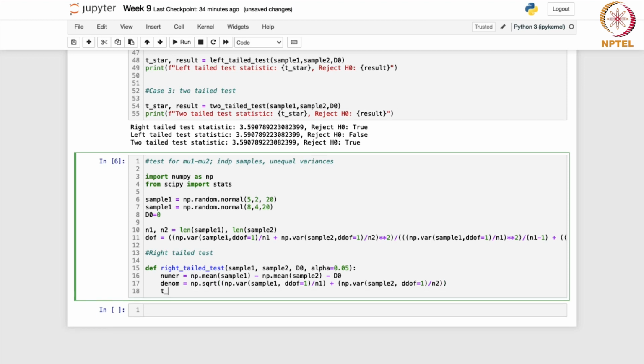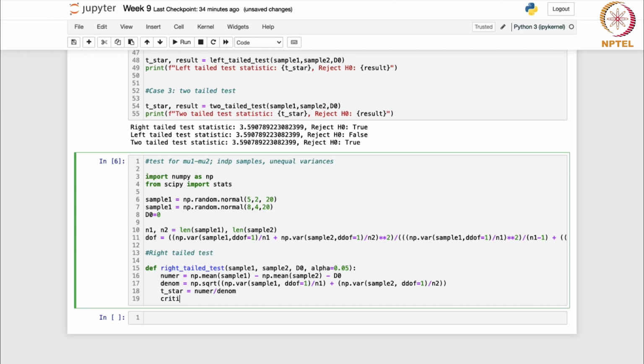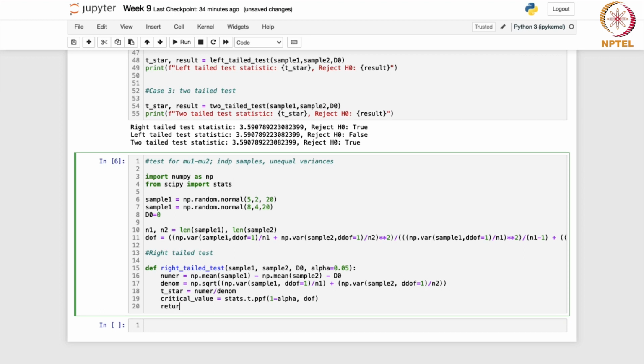Fine. So now your T star would be numerator divided by denominator. Critical value would be again stats.t.ppf. So 1 minus alpha, degrees of freedom that we have already calculated, and it is going to return the T star value. Okay, and it will check if T star is greater than your critical value.